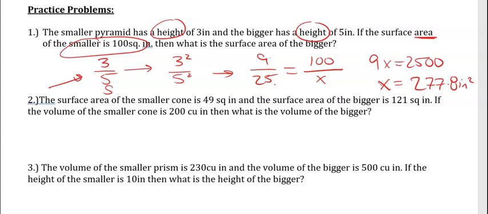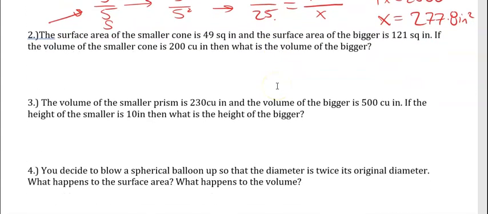Okay, let's look at the next one. They say the surface area of the smaller cone is 49, the surface area of the bigger is 121. If the volume of the smaller is 200, what's the volume of the bigger? Carson, what do they give us both of the numbers for?